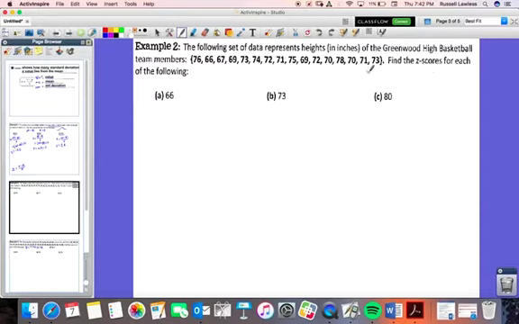So now on to number 2. Since I don't have my calculator, it says that we have a set of data that represents the heights of the basketball players at Greenwood High.